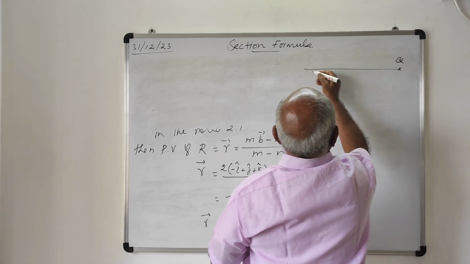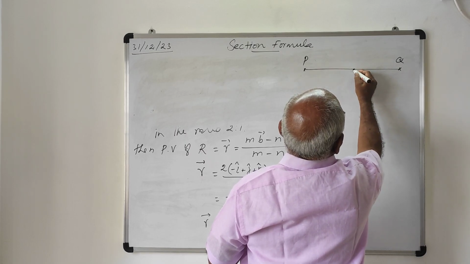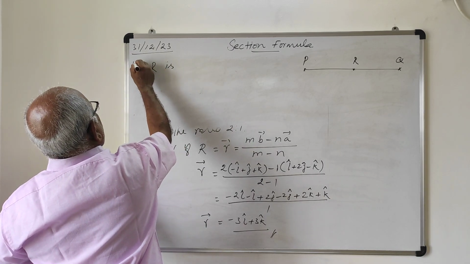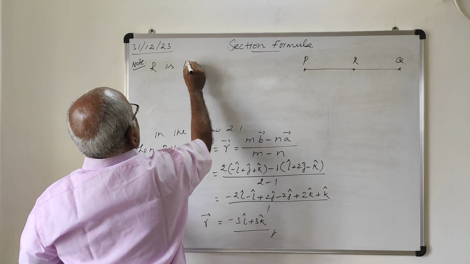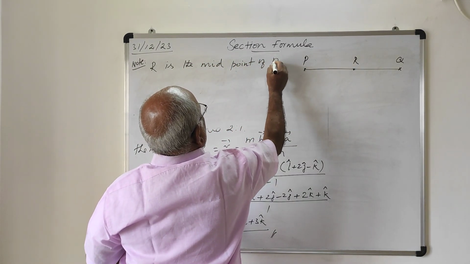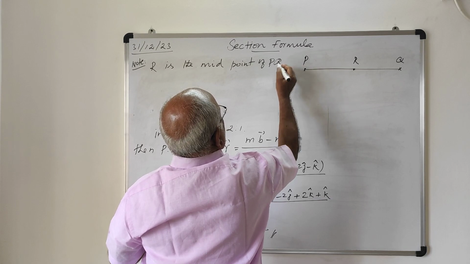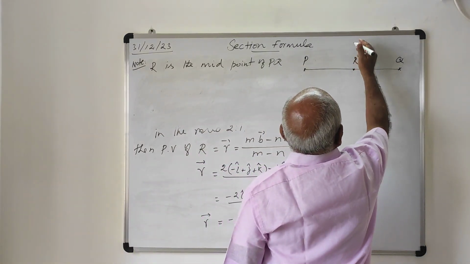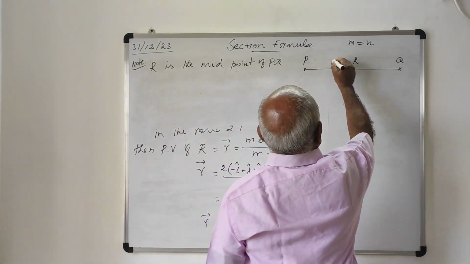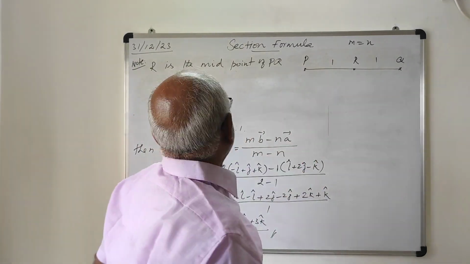This is Q and this is the point P, and R is exactly the midpoint. Note, if R is the midpoint of the line segment PQ, that means the ratio M is to N, and M and N are equal. Both are the same, so 1 is to 1 it will become.